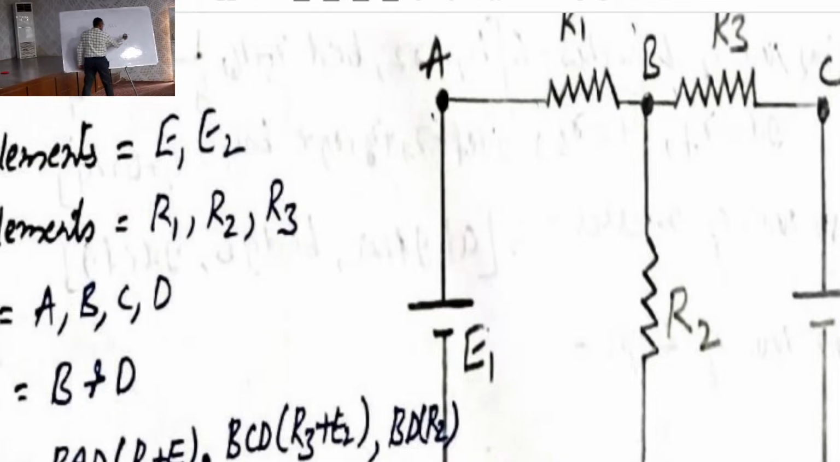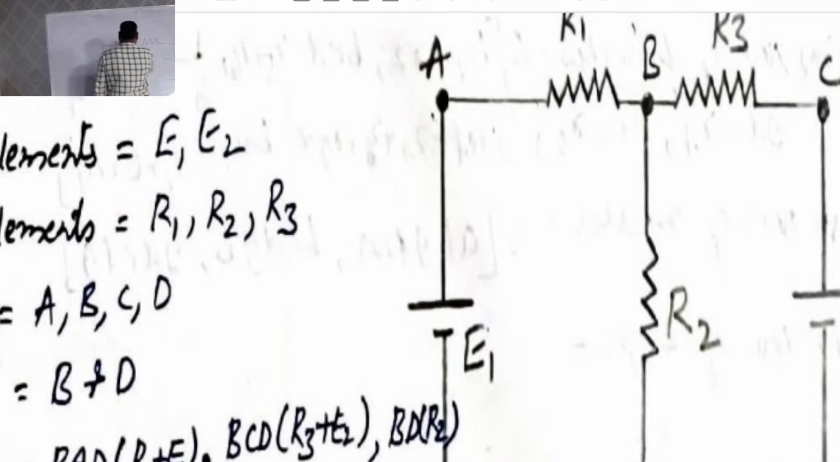E1, two batteries. R1 is a bulb which has a resistance. Another bulb, another bulb. So there are 3 bulbs and 2 batteries. Now, the node.